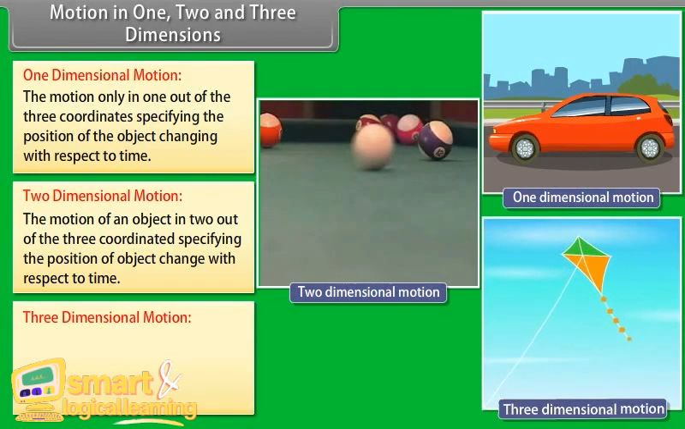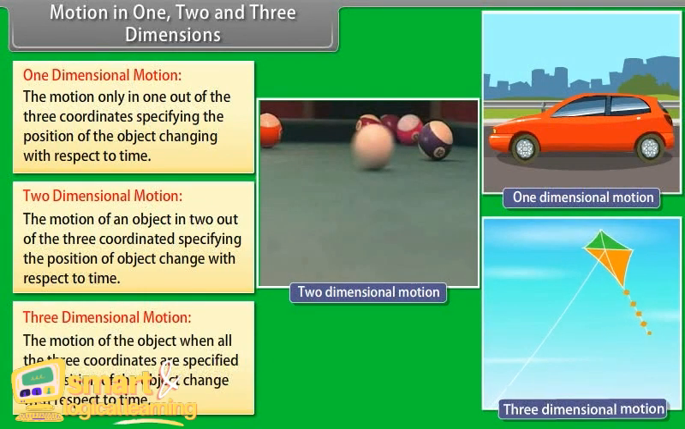Three-dimensional motion. The motion of the object when all the 3 coordinates specifying the position of the object change with respect to time. Example, a kite flying on a windy day.